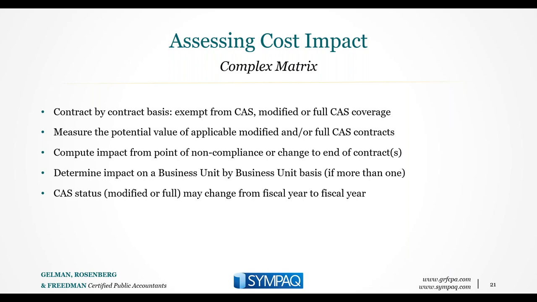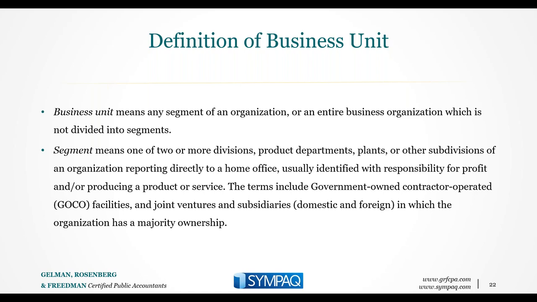So it's important to define what a business unit is. Most of the smaller entities are just one business unit, meaning any segment of an organization or entire business organization which is not divided into segments. So we've got to define what a segment is, and that's one or two or more divisions, product departments, plants, subdivisions for an organization reporting to something we call a home office. And then it starts to get a little bit more complicated.